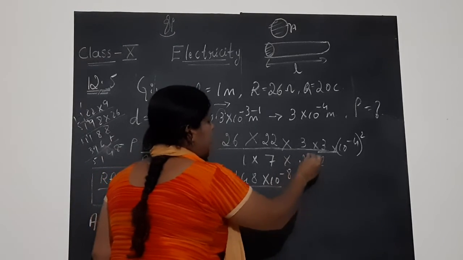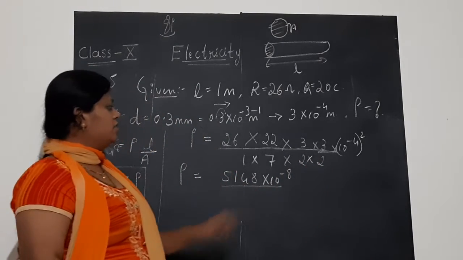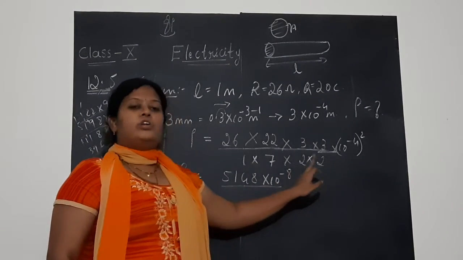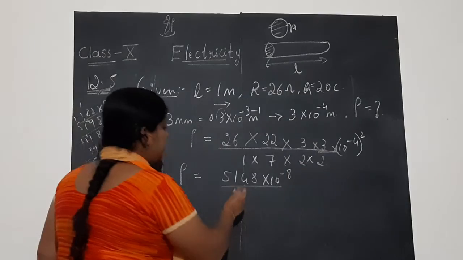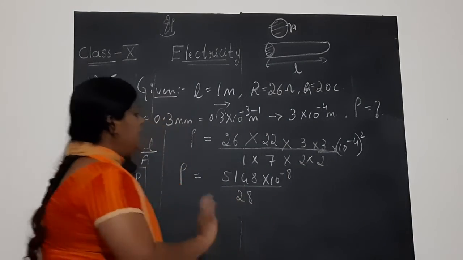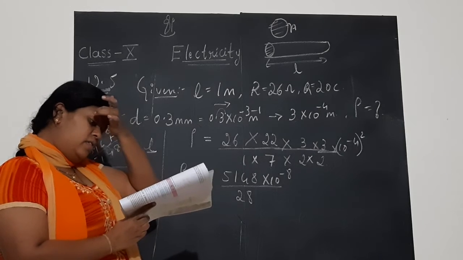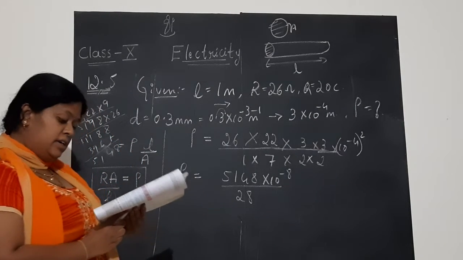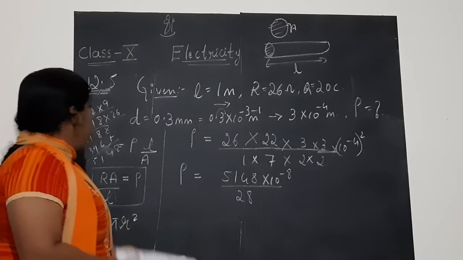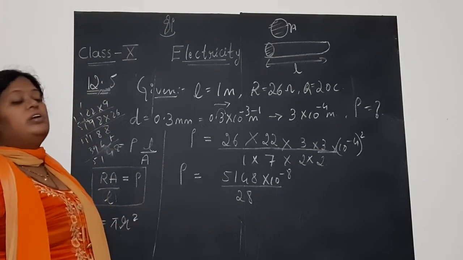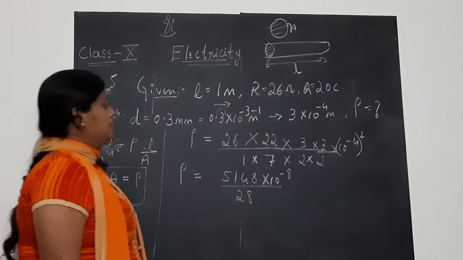Here if you want, write the multiplications, if it is confusing. 1 into 7, 7. 7 into 2, 14. 14 into 2, 28. Divided by 28, and there are no powers. They have not given that answer also, children. So now what we need to do is, with the help of the 28 table, we need to divide 5148.